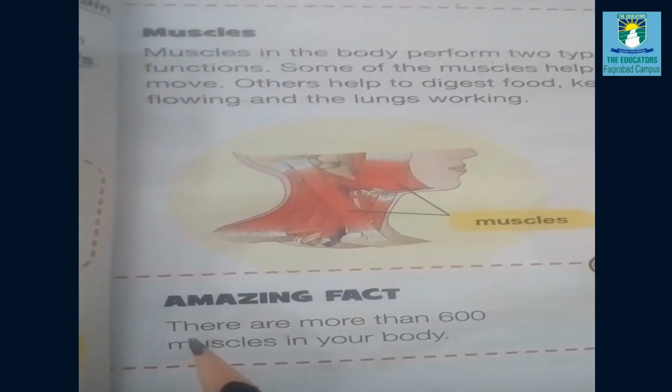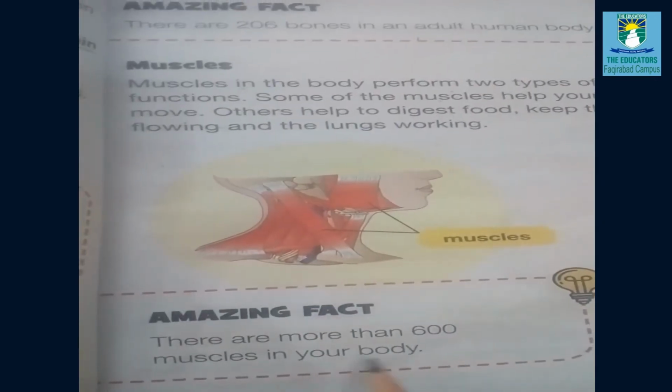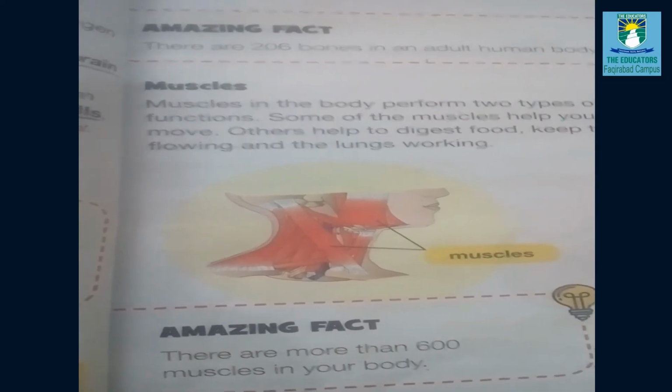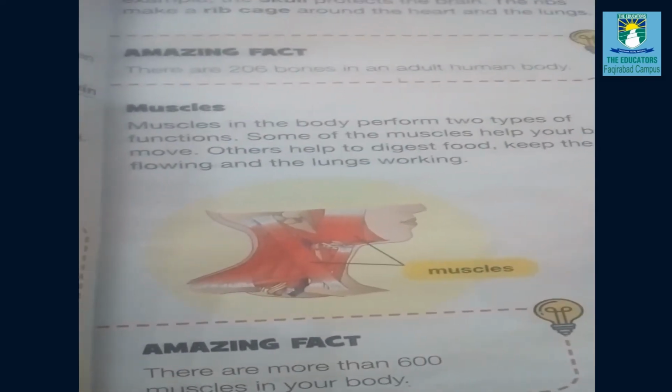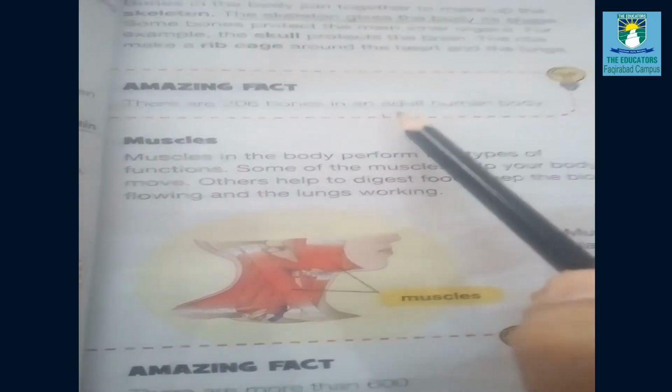Amazing fact: there are more than 600 muscles in our body. How many muscles are in our body? More than 600 muscles. And how many bones are there in our body? 206 bones in an adult human body.